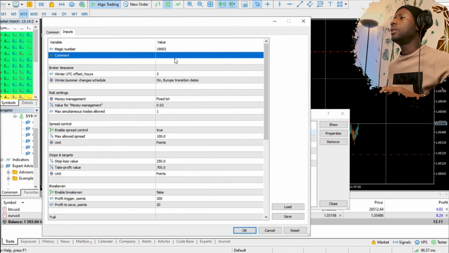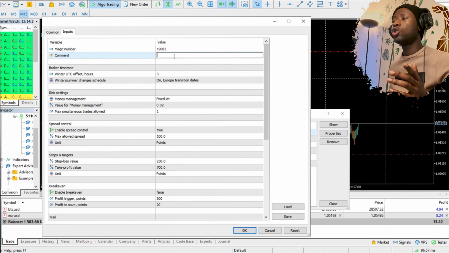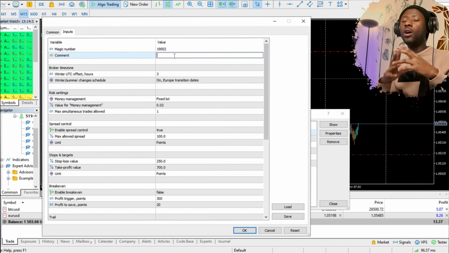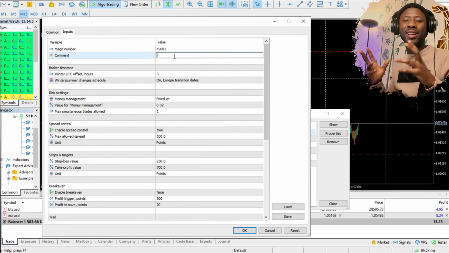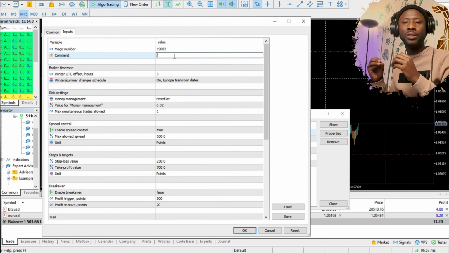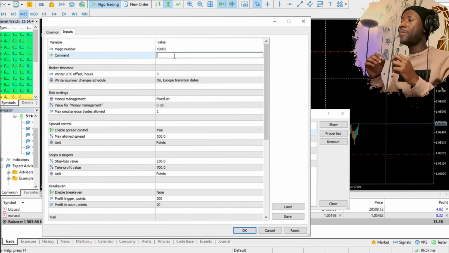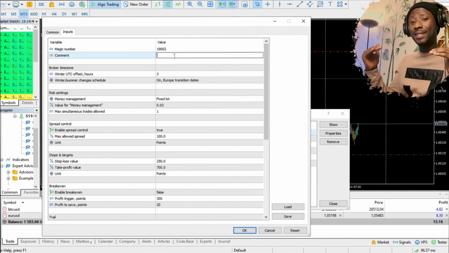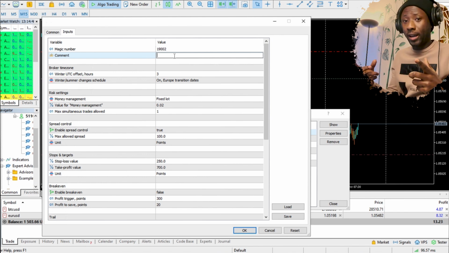Okay. Then the comment section too is important. Why is the comment section important? If you don't have it in your robot, it's okay. It's not something that really matters that much, all right? But it matters when you want to keep track of the trades that the robots took, okay?